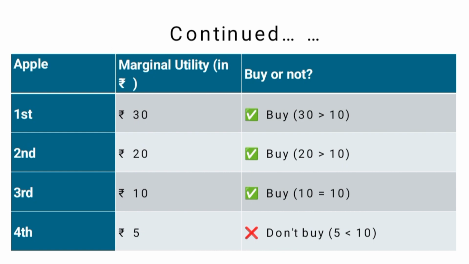In the fourth case, your marginal utility is less than the cost of the apple, so you will not buy it. Don't buy, because marginal utility has diminished. In the last case, it is less than the cost of the apple. The simple thing is, when you consume more, your marginal utility decreases. You are hungry, the first apple gives you 30 rupees of satisfaction though its cost is 10, the second apple gives 20 rupees of satisfaction, the third additional apple gives you 10 rupees of satisfaction, and the fourth gives you 5 rupees of satisfaction, which is less than the cost price.